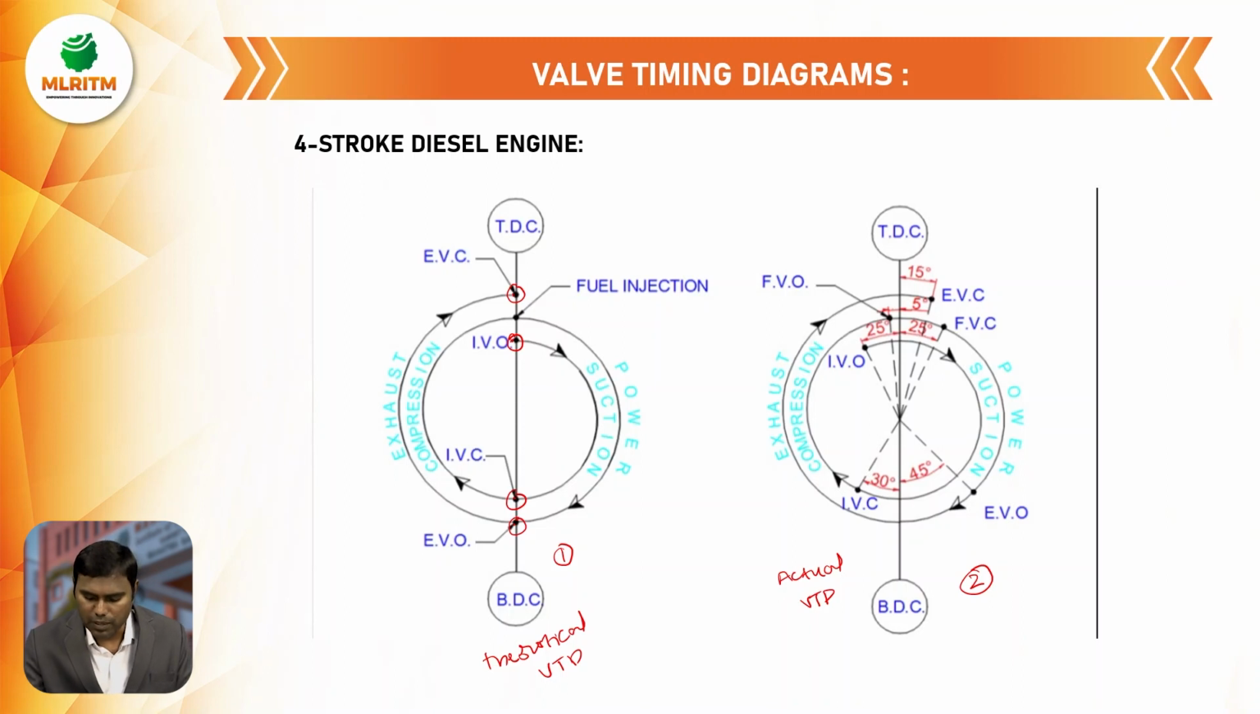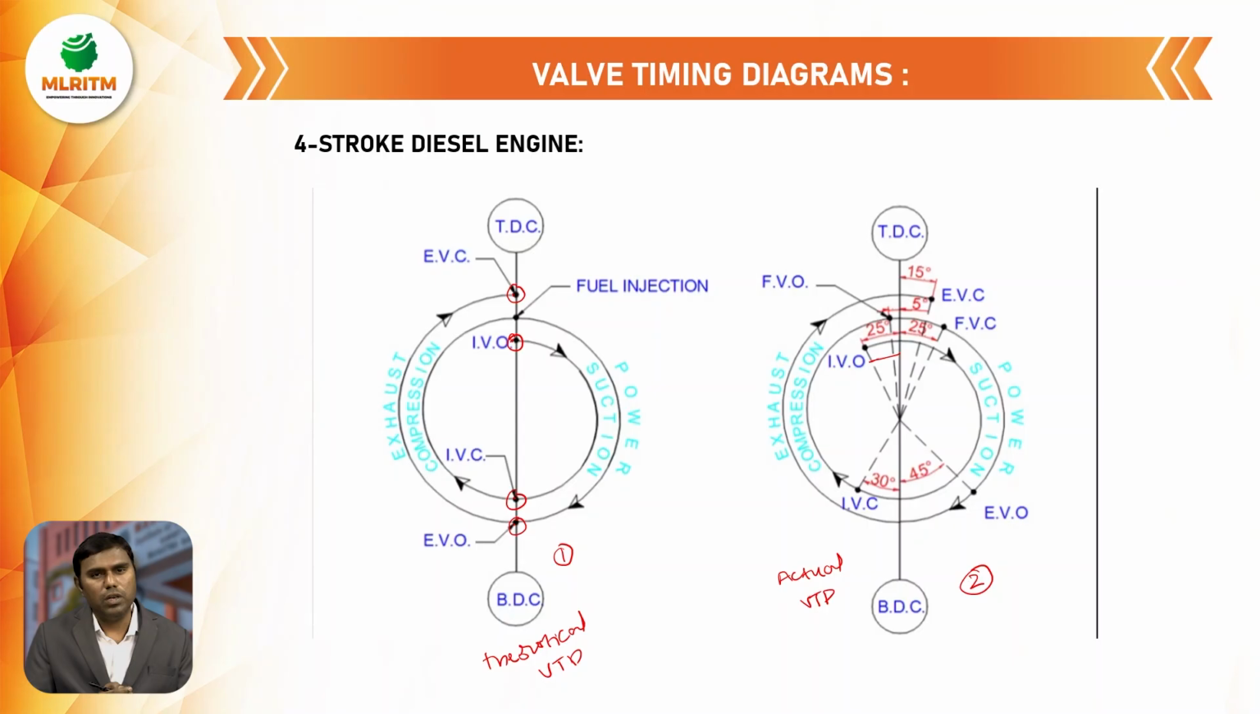The inlet valve opens before TDC, and there is a strong reason for this. The amount of air entering the engine cylinder is more if the inlet valve opens before TDC, and it also helps proper air flow into the cylinder. This valve opens almost 25 to 30 degrees before TDC, and it is closed 30 degrees after BDC. The exhaust valve opens 45 degrees before BDC, and it is closed almost 25 to 30 degrees after BDC.